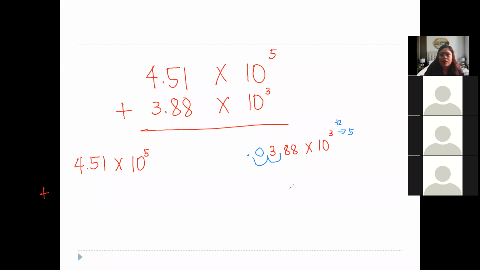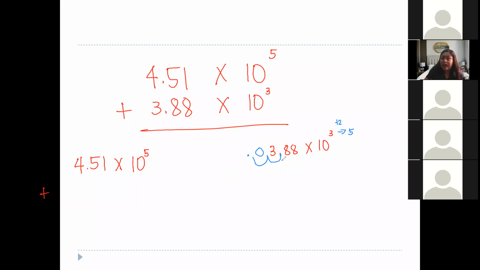Yes, Johanna, do you have questions? Just send your answer in the chat. Yes, Lindsay. Why is the movement 2? Why 2? Because the 3 becomes 5, right? So 3 plus 2, isn't it 5? Okay po.